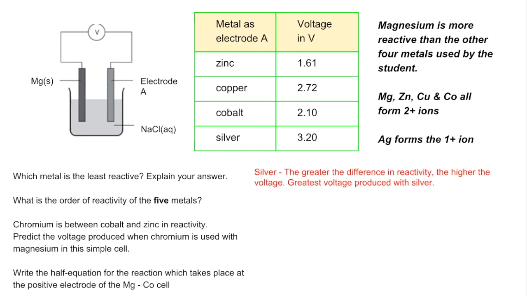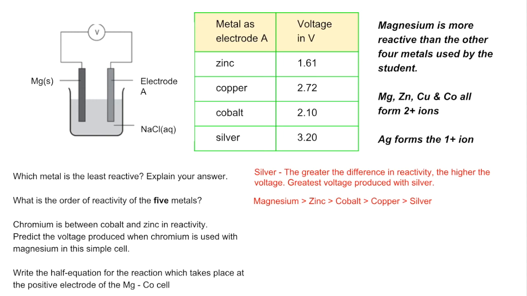What's the order of reactivity of the 5 metals? Remember, magnesium was the most reactive metal in the cell. So we're looking at the voltages. The smaller the voltage, the closer they are in reactivity to the magnesium. So it's going to be magnesium, then zinc, then cobalt, then copper, then silver.